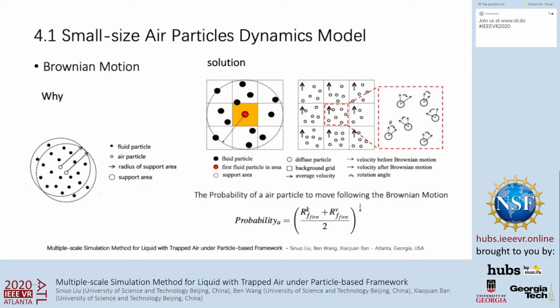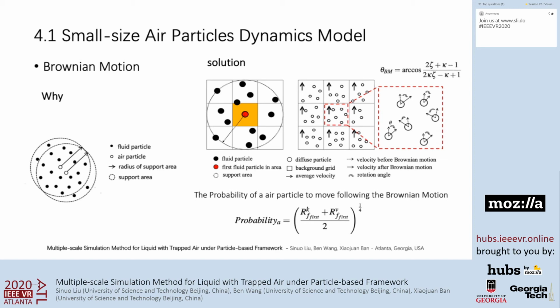We also implement Brownian motion. Two neighboring air particles have similar fluid neighbors. The motion of an air particle depends to a large extent on the average velocity of its neighboring fluid particles. Therefore, if Brownian motion is not added, regular periodic distribution of air material will be observed.